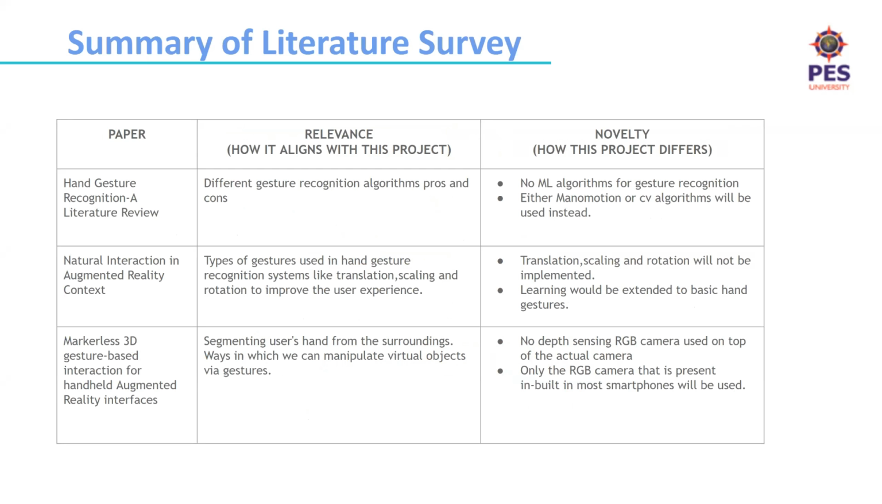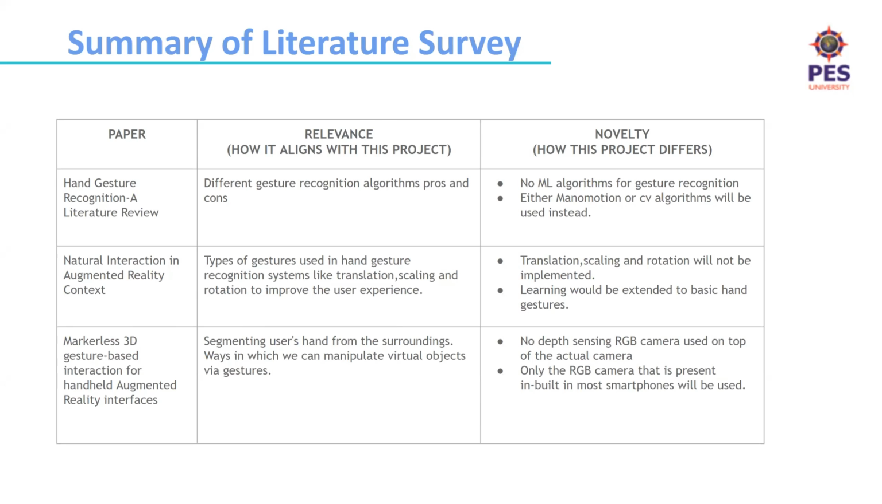Coming to the design approach and implementation, we will start with the summary of the literature survey. The first paper that we looked into as part of this project is Hand Gesture Recognition, a Literature Review. In this paper, the different gesture recognition algorithms, pros and cons were discussed. How our project would differ is that we do not use any ML algorithms for gesture recognition, and instead we are using motion or computer vision algorithms.